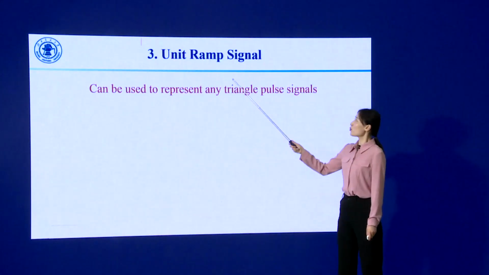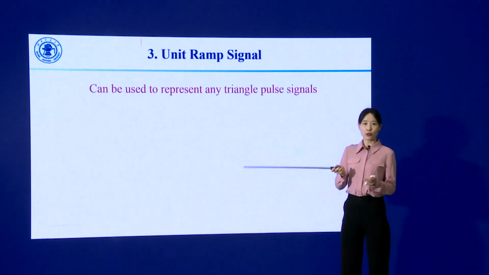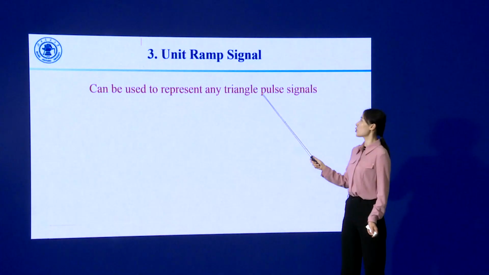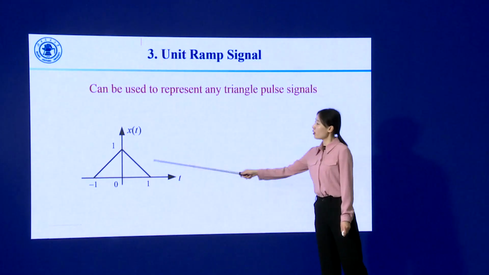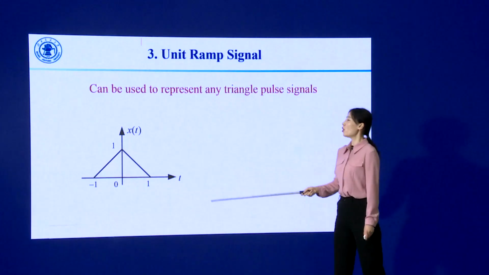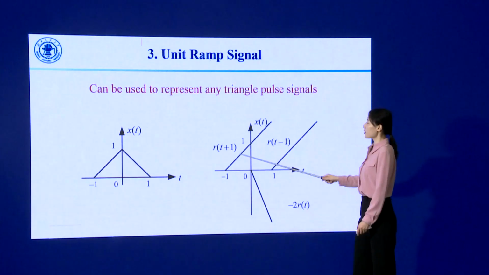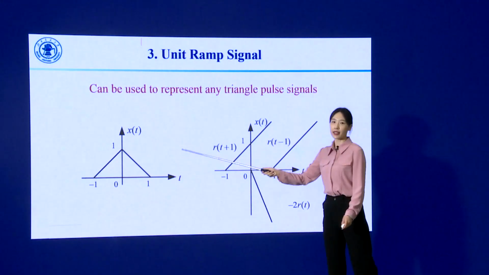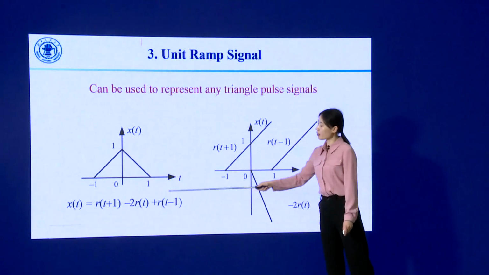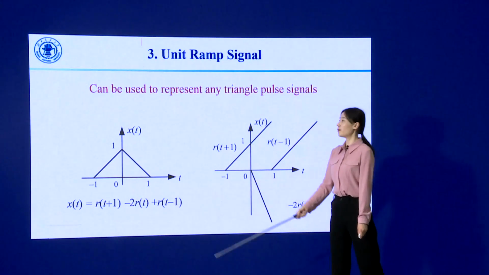The unit ramp signal can be used to represent any triangle pulse signals. Here is one example. For this x of t, we can use the summation of these 3 ramp signals to represent it. And here is the expression formula.